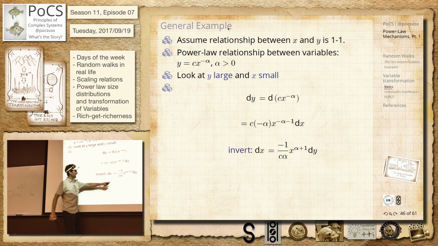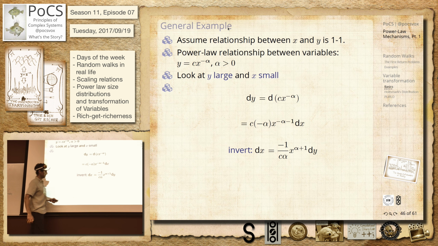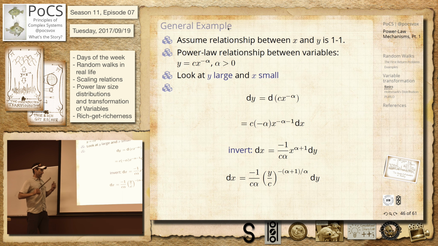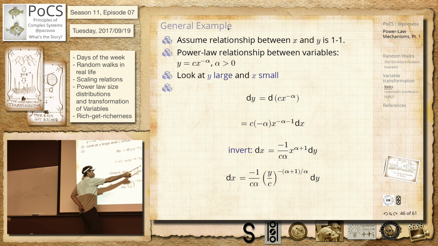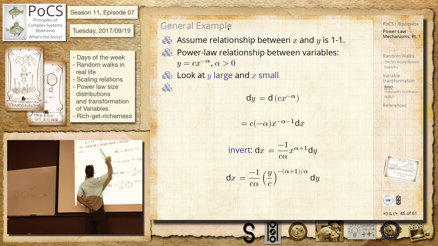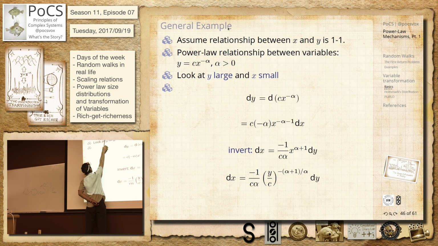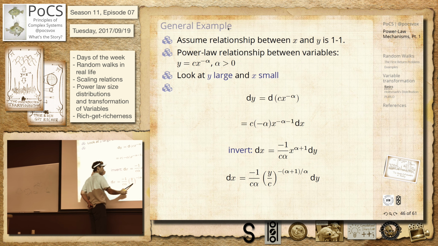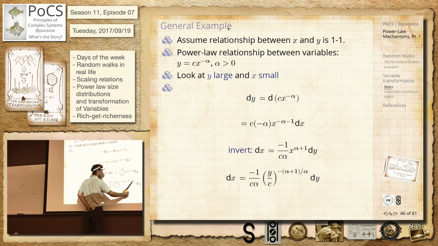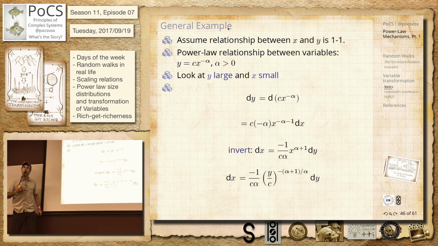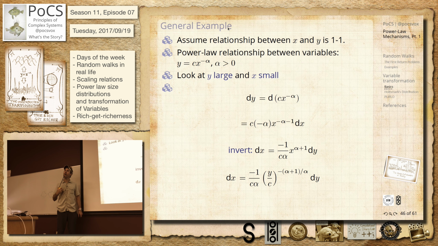So what's happening is there's sort of a scaling being introduced here. And then, because we want dx in terms of y, we have to replace that x. So we have to undo this thing. So this is y over c, and then to the power of minus 1 over alpha. So y over c to the power of minus 1 over alpha. And then this was to the power of alpha plus 1. So that's that blob there. Just some algebra. We're moving things around.